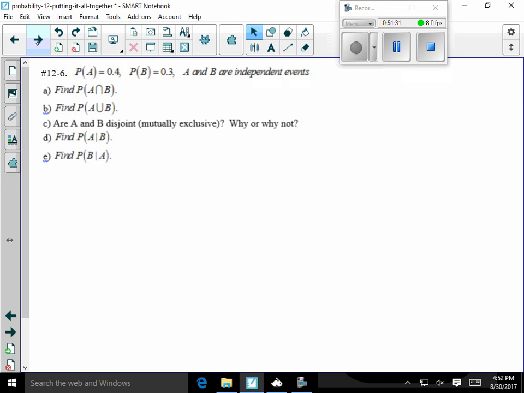Okay, let's look at this problem next. This one says we've got some abstract events A and B. We don't know what they represent, but the probability of A is 40%, the probability of B is 30%, and we're told that they're independent. Could we find the probability of A and B, A or B, and ask are they disjoint, why or why not? Find the conditional probabilities A given B and B given A. So go ahead and pause the video and give this one a try.